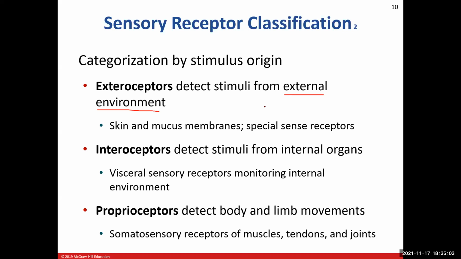The interior receptors are going to detect stimuli that are occurring inside your body with the internal organs there. So that's going to be a large amount of our visceral sensory receptors because they're constantly monitoring our viscera, what's happening inside. And then finally, our proprioceptors, these are going to include our movements of our body and the upper and lower extremities there. And we know that these proprioceptors are going to be located around the joints and the muscles and tendons of those joints there.